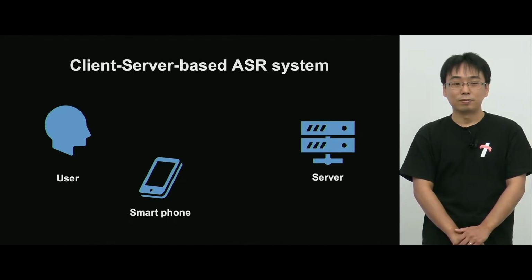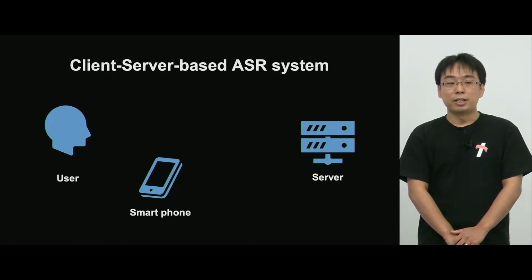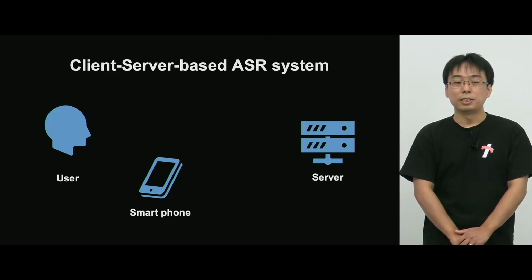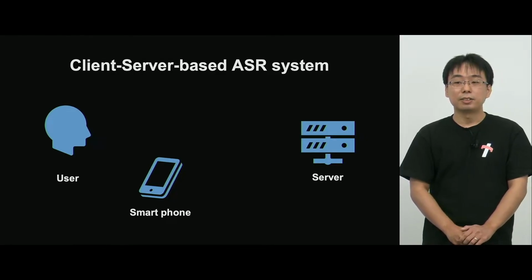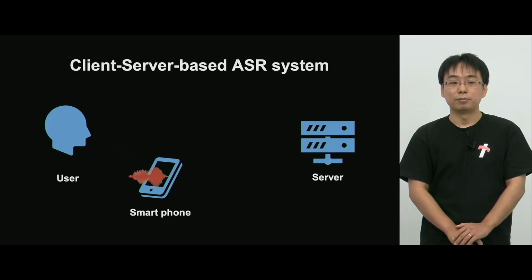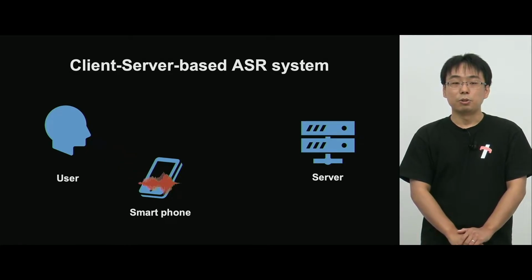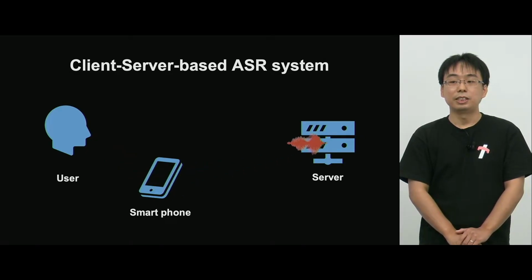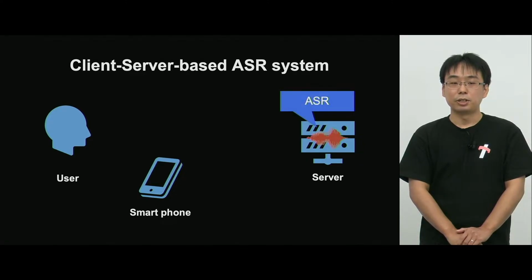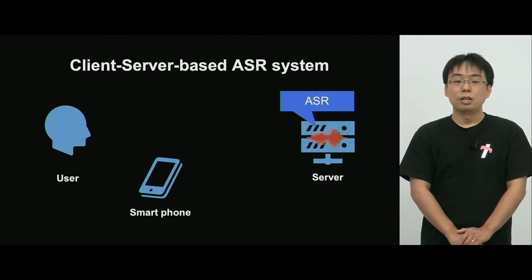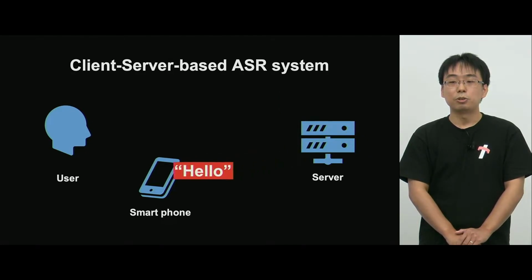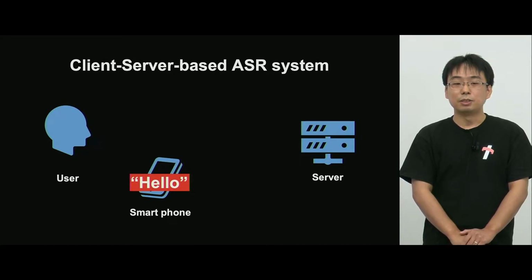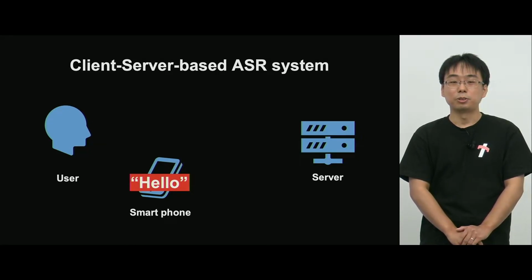So let me explain how to realize ASR with the current YJVOICE. This is client-server type ASR. First, the user's voice is picked up by a smartphone, and this sound is uploaded to the server. Then the server runs the ASR. Then the ASR result is returned to the smartphone, so the user can get the text corresponding to the user's speech.